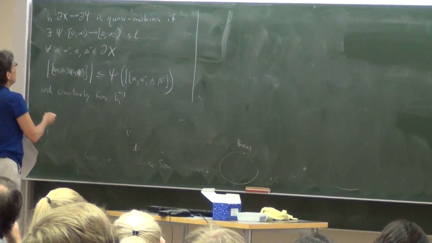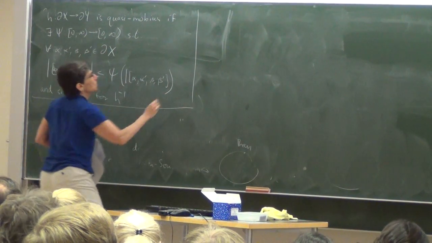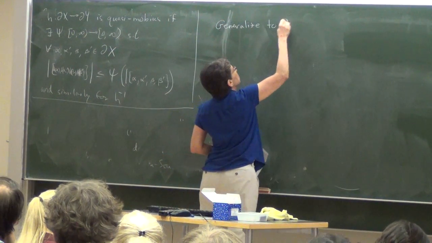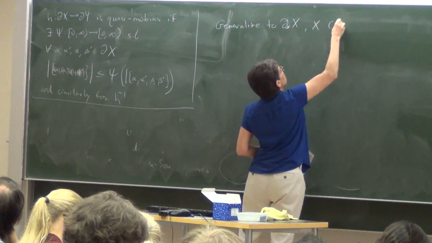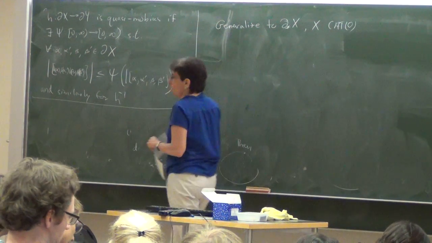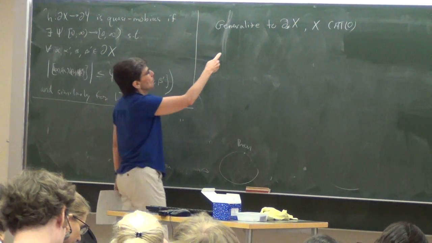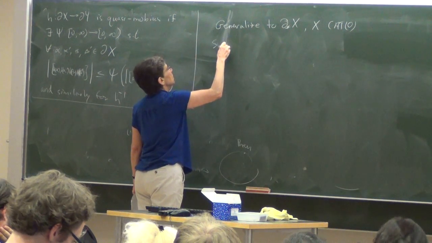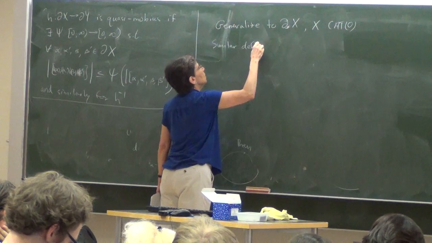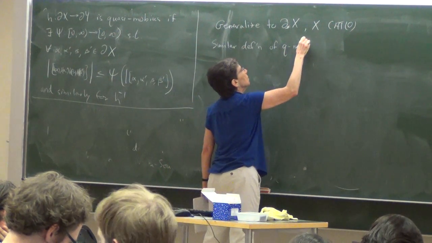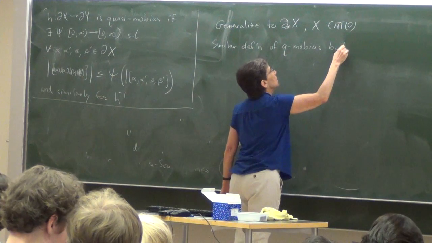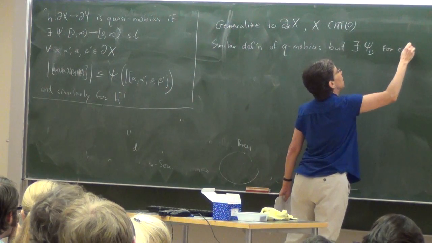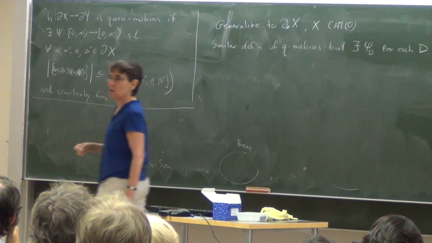So, generalized. That is X, the X not zero, with a co-compact group action. So a similar definition of quasi-Möbius, but it's just a constant C sub B for each. Unfortunately, we can't get one that works for all of them.